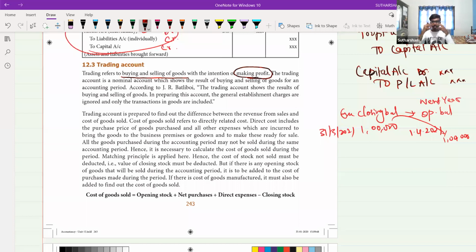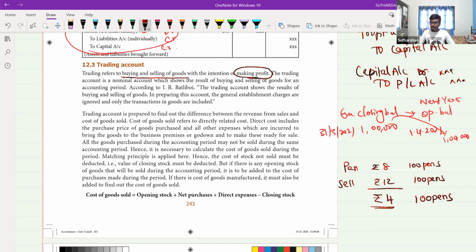Okay, by buying some goods, for example, I purchase 100 pens for rupees 8 each. I am selling those same 100 pens for 12 rupees each. So I am making a profit of 4 rupees per pen. So this is the main job. We call this trading. Buying and selling is nothing but trading.